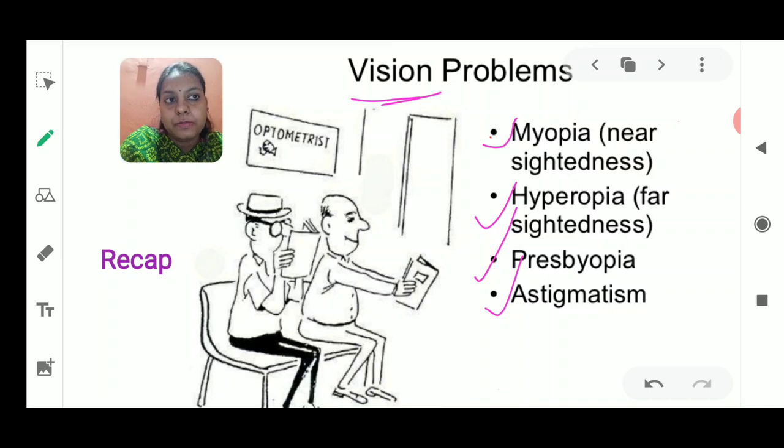Now before discussing the vision problems, I must ask you a question: which food materials are responsible for a good eyesight? Can you tell me which food materials keep your eyesight good? Which types of vitamins you should take, and what type of diet you should take, so that your eyes work in a proper condition.